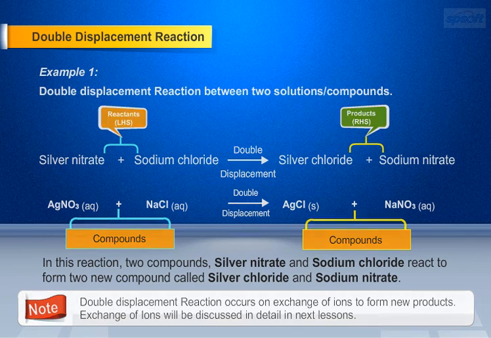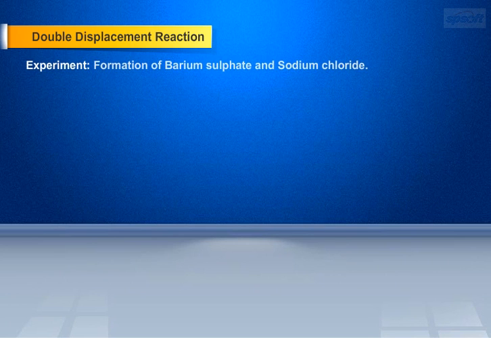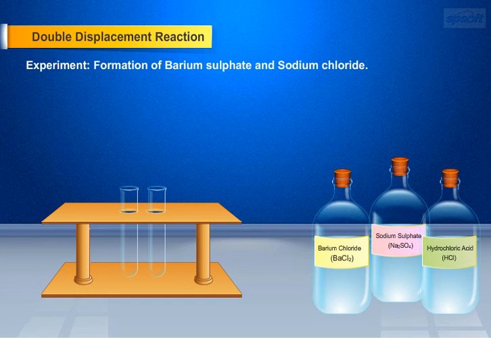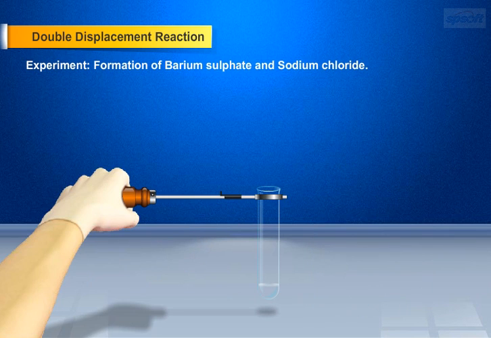Now we will do an experiment to understand double displacement reaction. The experiment is about formation of barium sulfate and sodium chloride. We need only 2 test tubes for this experiment. The chemicals required are barium chloride, sodium sulfate, and dilute HCl, or HNO3, or H2SO4. A precaution to be followed during the experiment is, add barium chloride slowly by continuous shaking of the test tube. Let us start the experiment.